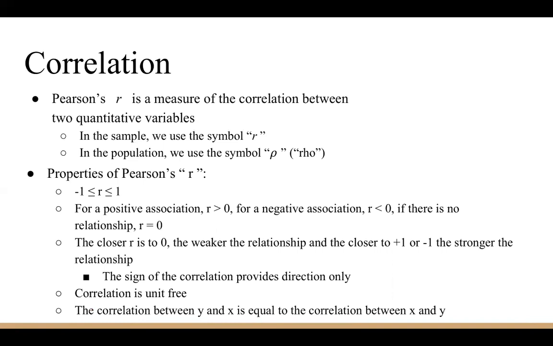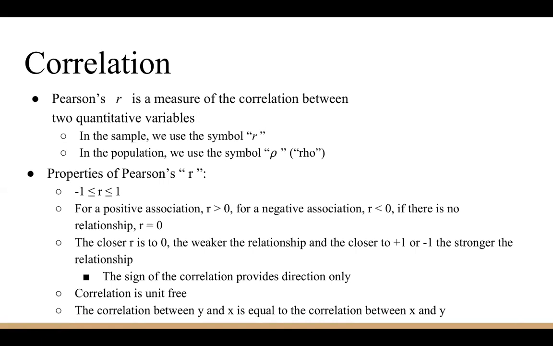And there's just 5 properties of Pearson's R. So R will range from -1 to 1. For a positive association, R has to be greater than 0, and for a negative association, R is less than 0. If there's no relationship between 2 variables, R will be equal to 0. So the closer R is to 0, the weaker the relationship, and the closer to +1 or -1, the stronger the relationship.